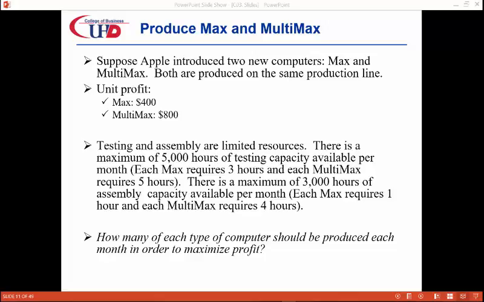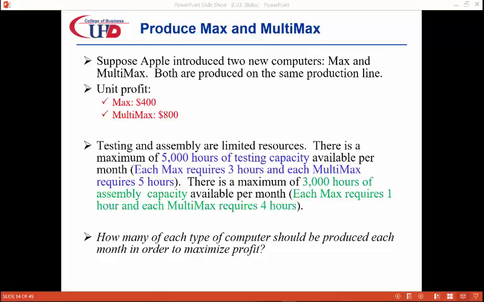Now, let's work on a product mix problem, which is about how to produce 2 types of new computers, Max and Multi-Max, on one same production line. The unit profit margins are $400 for each Max and $800 for each Multi-Max. Both computers need testing and assembly, which are limited resources. We know that testing capacity is 5,000 hours. Each Max requires 3 hours and each Multi-Max 5 hours.